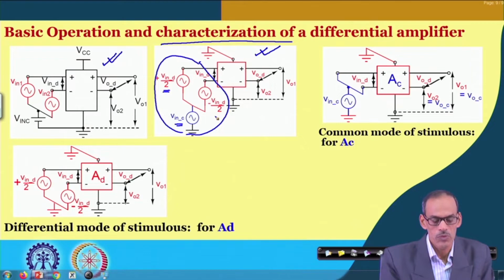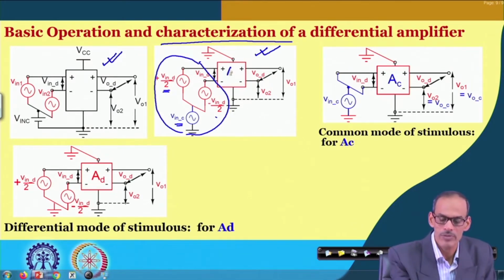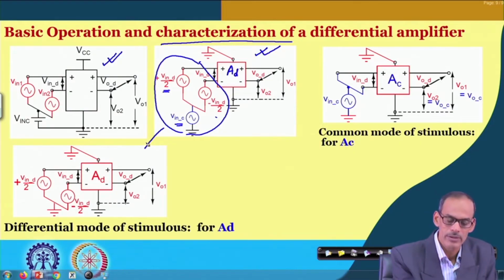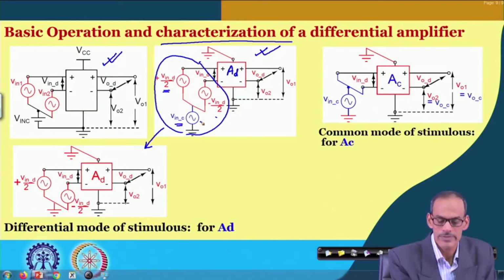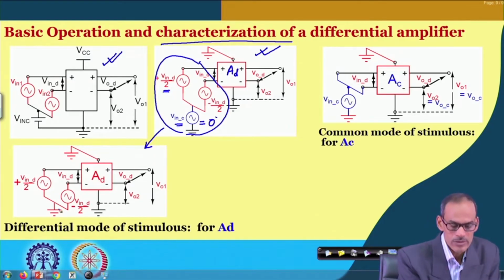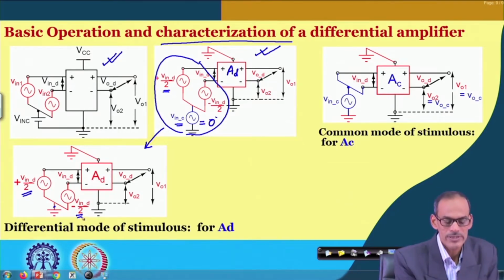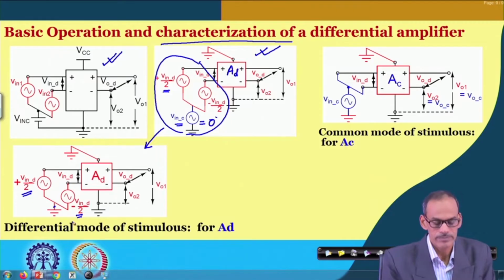Now, to find the differential mode gain AD of this circuit, what do we do? We take this circuit and then we consider that this part is equal to 0. Then the corresponding stimulus, what you can see here, the common mode signal, is 0. We have only the differential signal coming to the circuit.